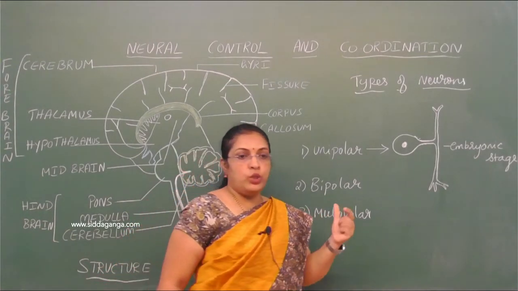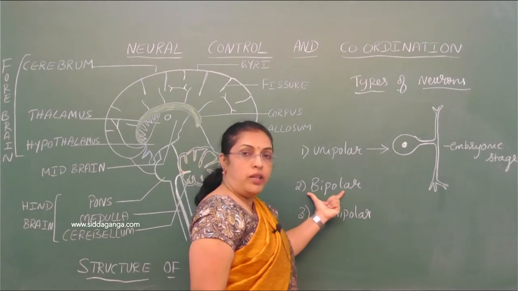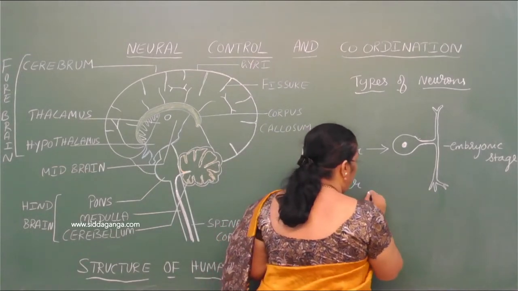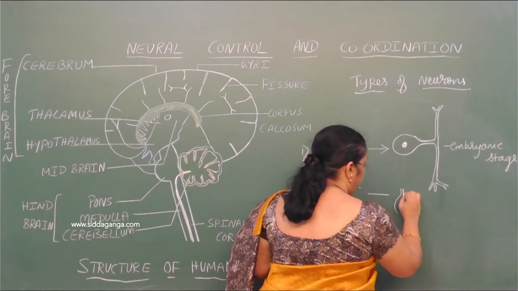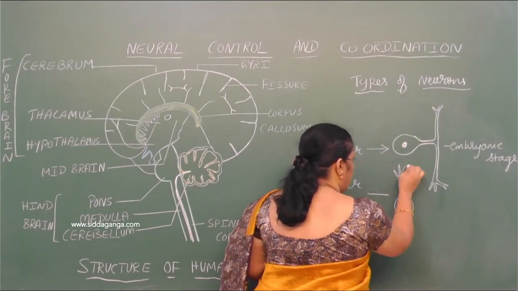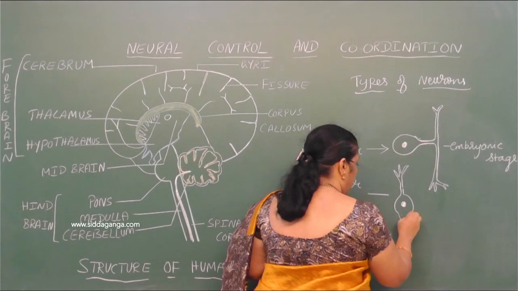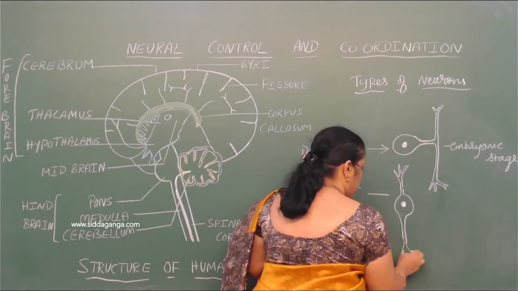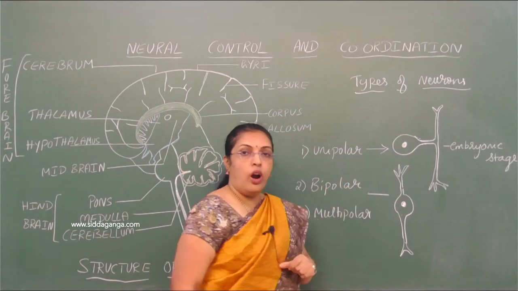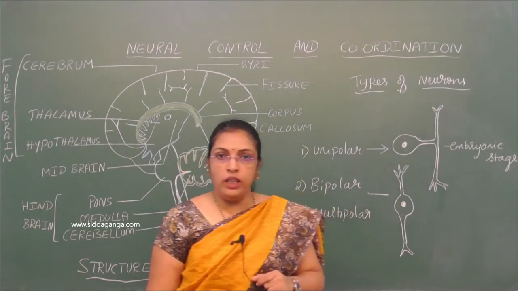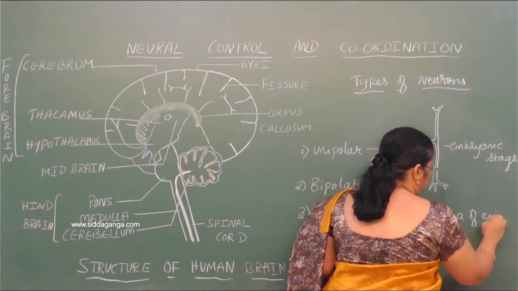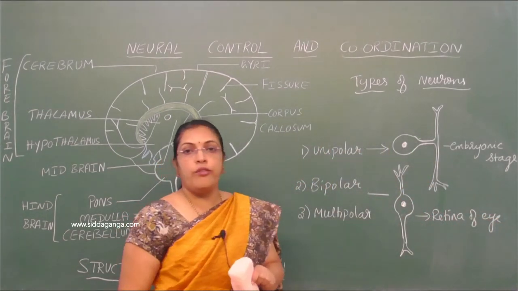Bipolar, bi means two. Divya, good morning. Bi means two. So in bipolar neurons, we see two processes arising from the cell body. One develops into dendrites, another into axon. So when two processes arise from a cell body, the type of neurons are called bipolar neurons, seen in the retina of the eye.